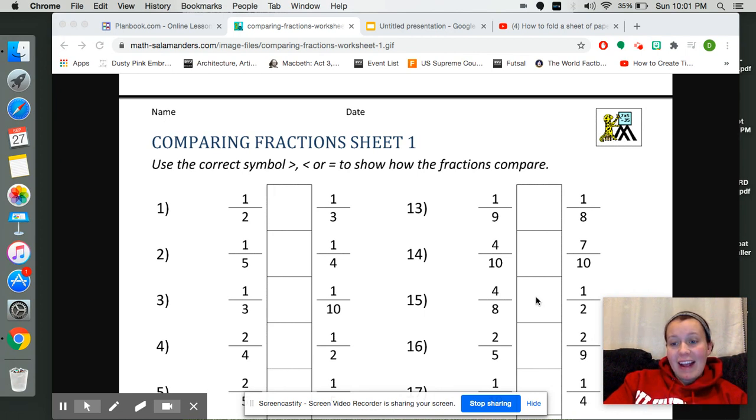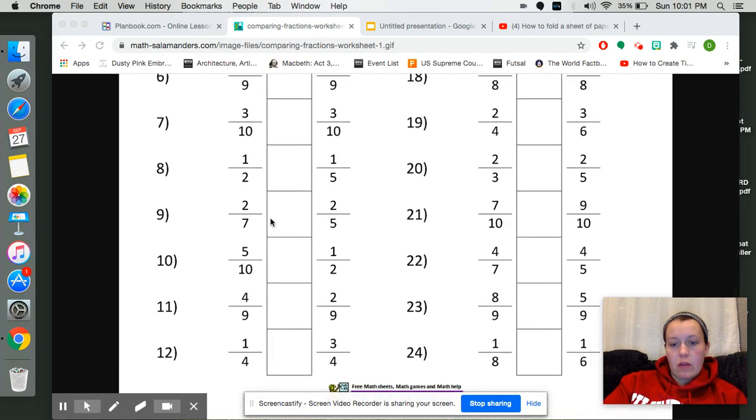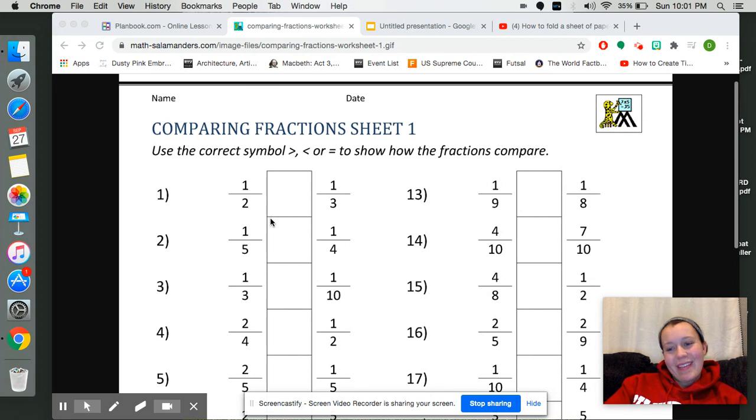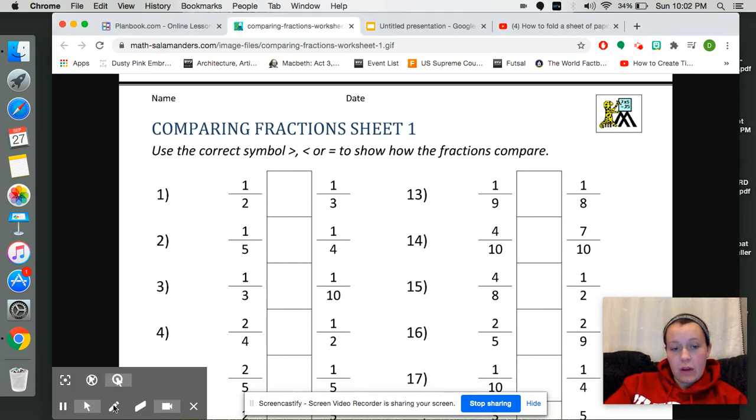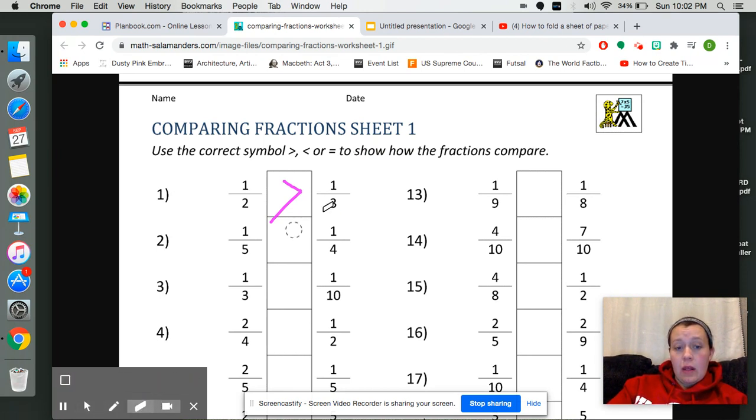So, all right, the big thing today that I really want you guys to accomplish is this assignment, which is all about comparing fractions. There's a whole bunch of these, there's 24. However, the catch is I don't want you to just write greater than or equal to in each of the boxes. I also want you to draw a picture on the back or on a scratch piece of paper proving to me why the answer is what it is. I'm going to show you an example.